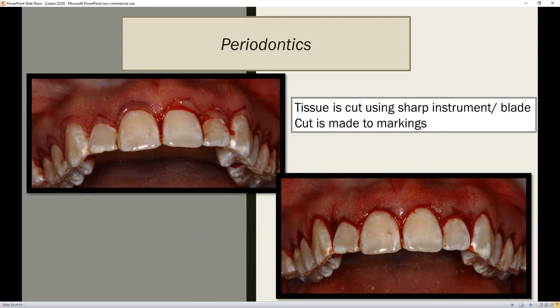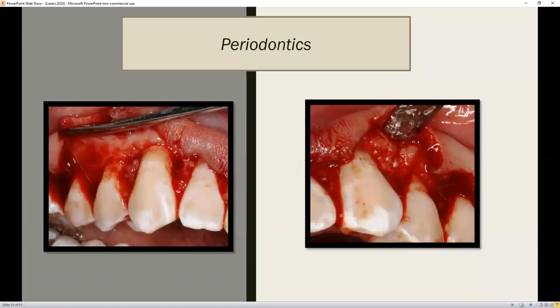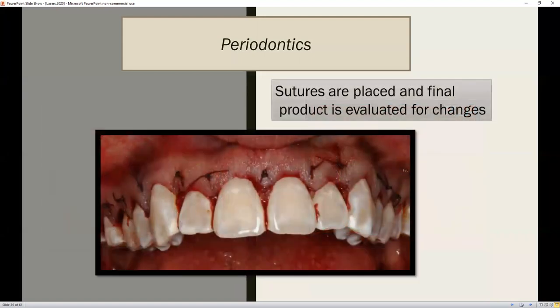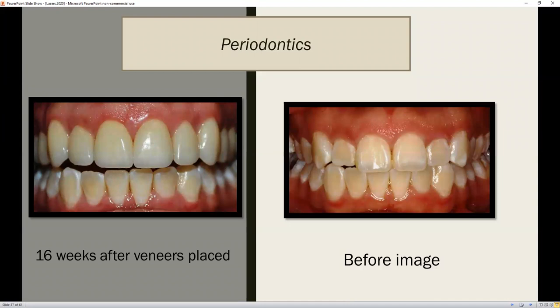So the tissue is cut using a sharp instrument, and a blade is used to make the markings. A flap is made, and the removal of bone is done with a burr. And then sutures are placed. So at this point, the tissue has not started to heal, so there's really no swelling present. This is how the tissue lays as the end product. All right, so you can see that it's sutured down tight. This is the type of surgery that we as hygienists don't oftentimes get to participate in. 16 weeks after the veneers are placed, and look at the before versus the after.